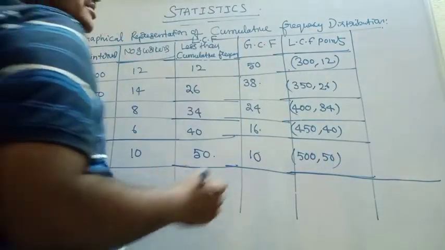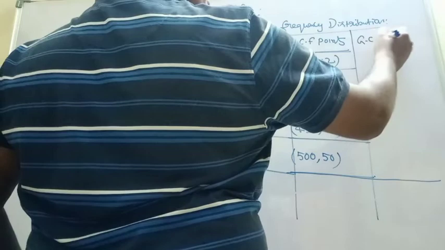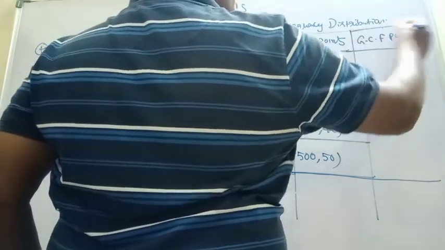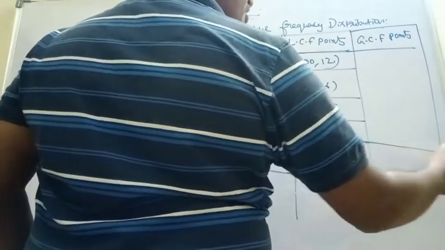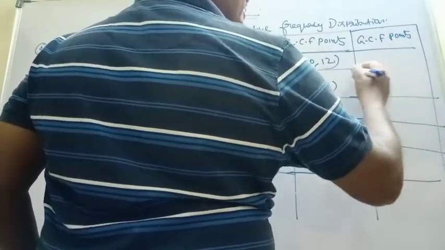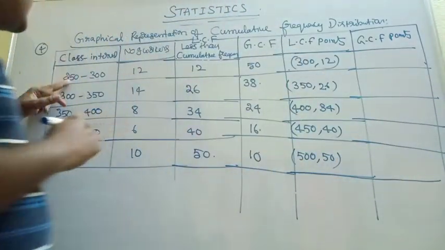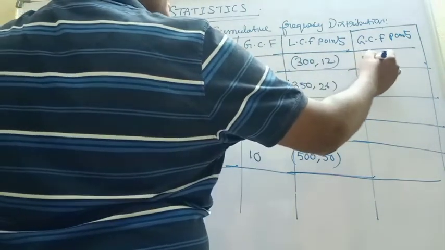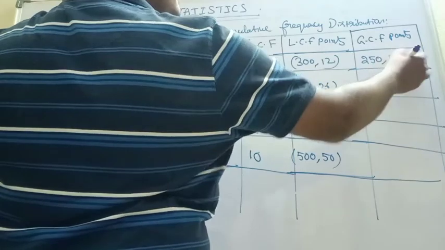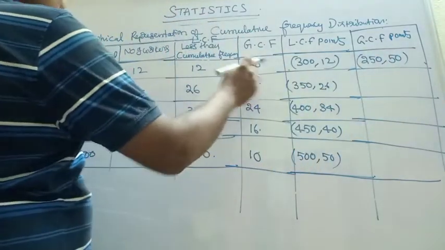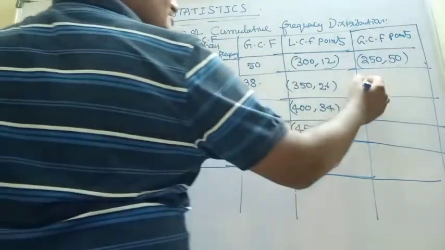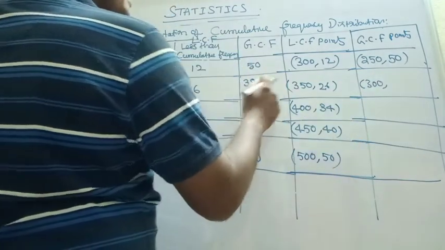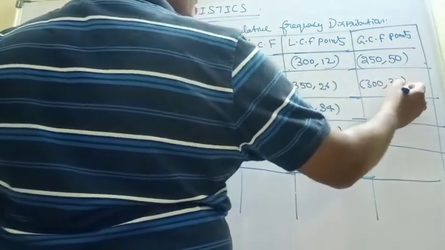Now the GCF points, we are going to take the GCF points. While finding the greater than, or more than, cumulative frequency, we have taken the lower boundary. Greater than 250, how many are there? That means 250 comma 50. Greater than 250 there are 50. Greater than 300, how many are there? 38 are there.